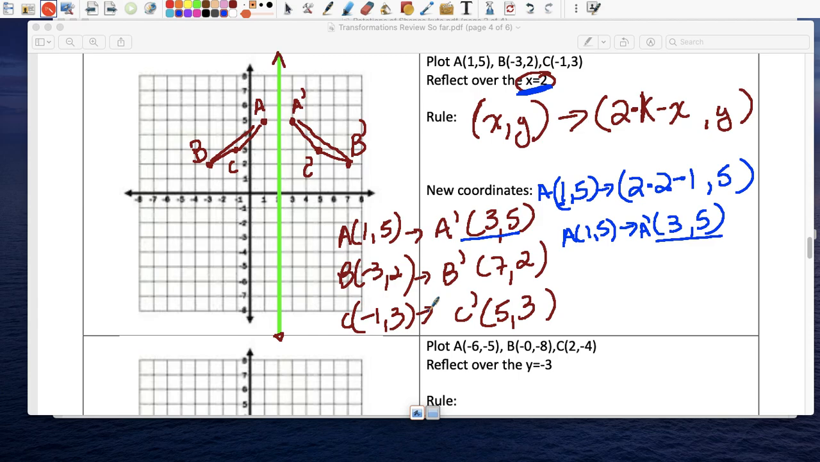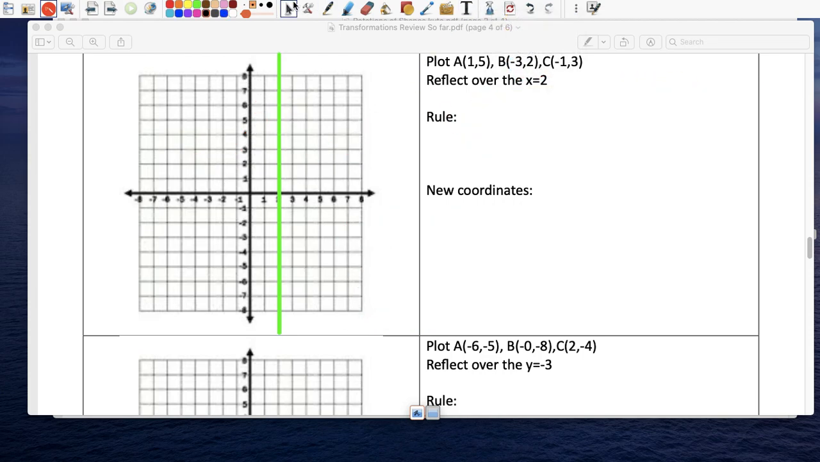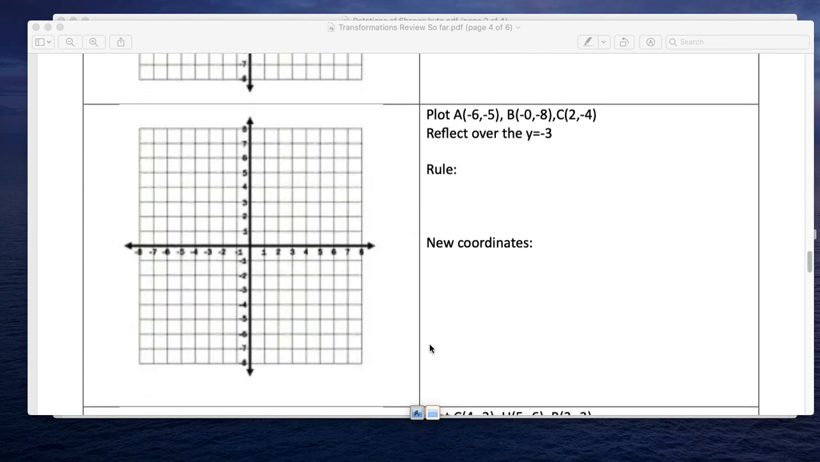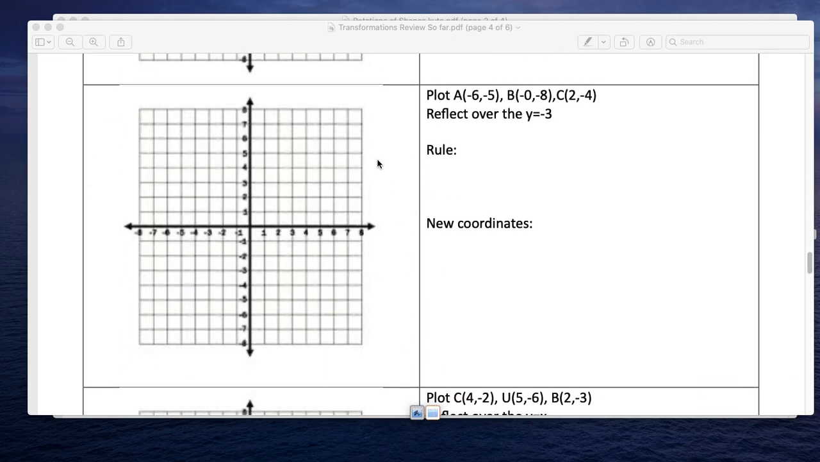Okay. So when you're reflecting over x equals 2, x equals 3, x equals 4, a vertical line where x equals something, this is your formula. And the only difference between this one and when you have y equals something as your line of reflection, let me move something. Okay, so the bottom one, let me start with the line of reflection.